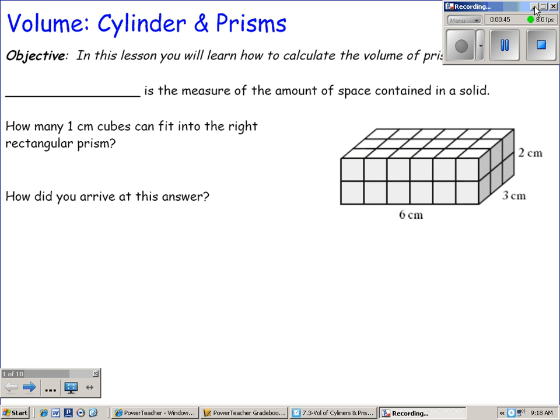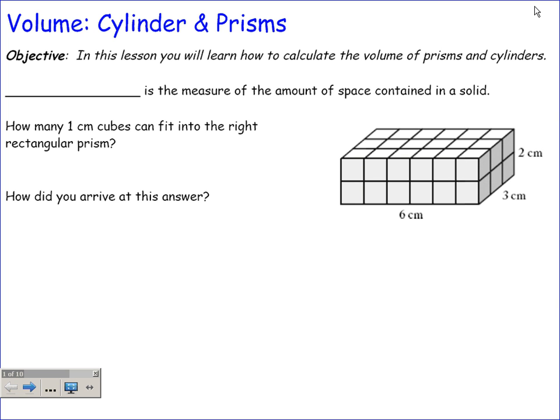Okay? So we're going to talk about volume. The reason we're talking about these is because these two are very similar. Cylinders and prisms both have the same bases. Tomorrow, we're going to talk about pyramids and cones. Why are pyramids and cones similar? They have one base and one vertex point above it. So today's the easier day. Tomorrow's still fine, don't worry about it. But today, in this lesson, you will learn how to calculate the volume of prisms and cylinders.